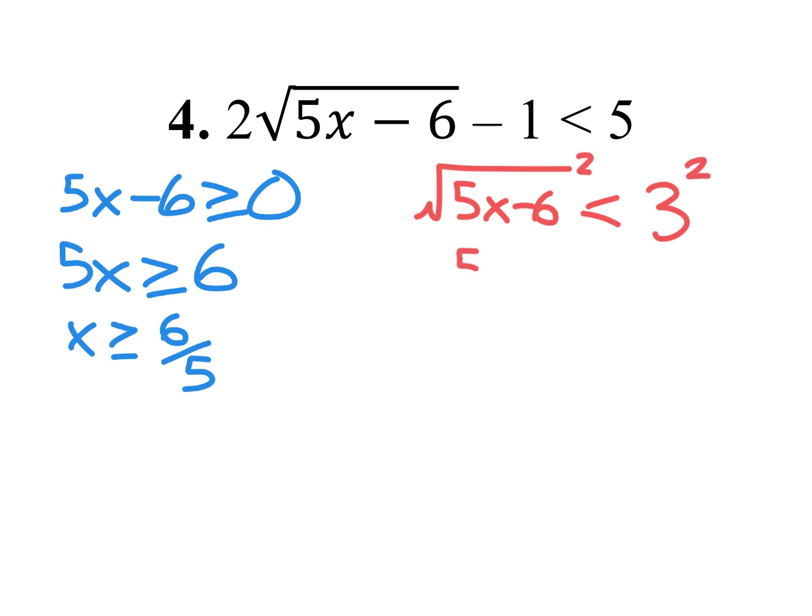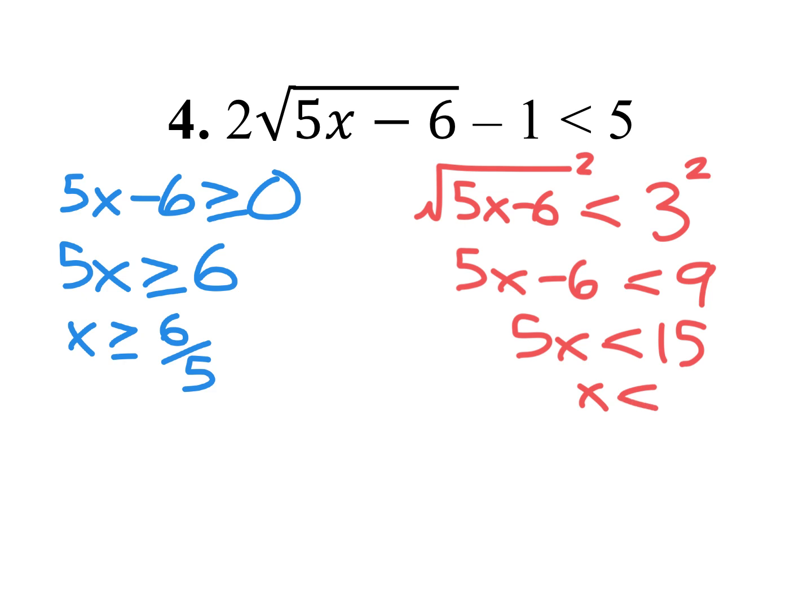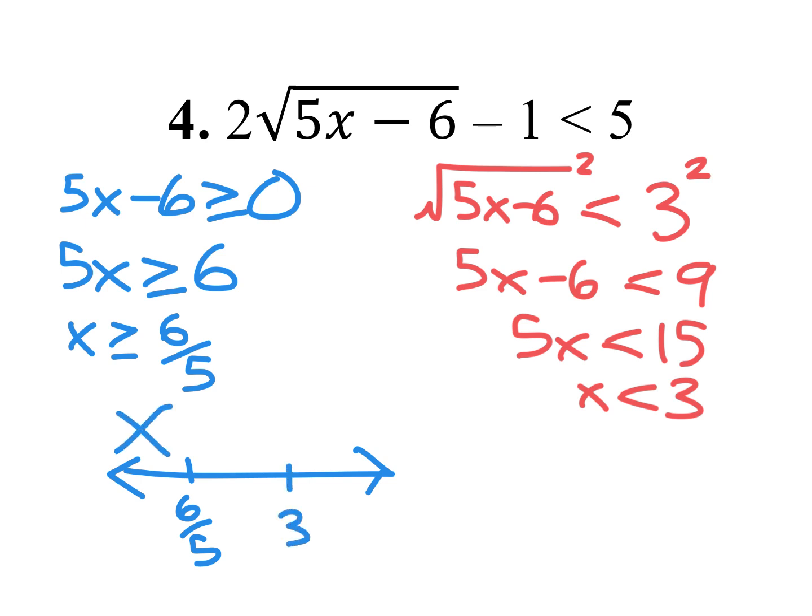Square both sides. 5x minus 6 is less than 9. 5x is less than 15. x is less than 3. All right, so now we make our number line. 6/5 is smaller than 3, so that goes on the left. We agree with that statement.